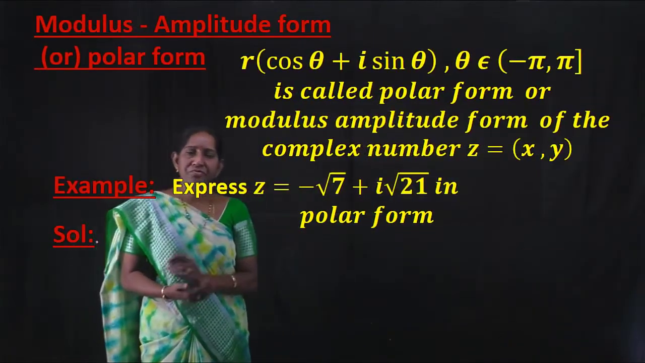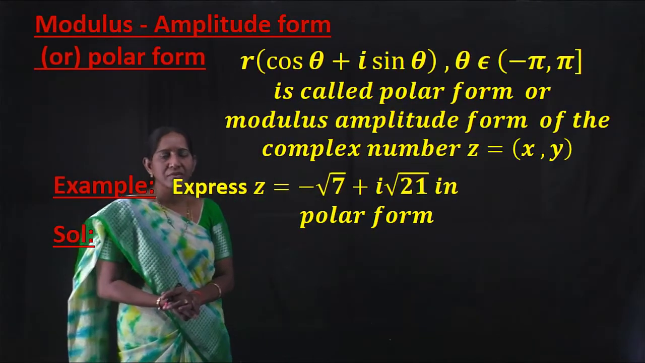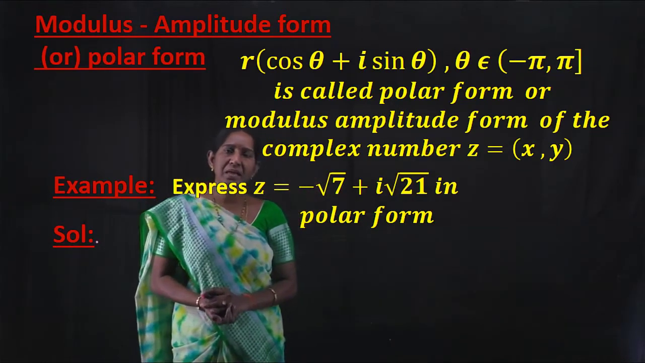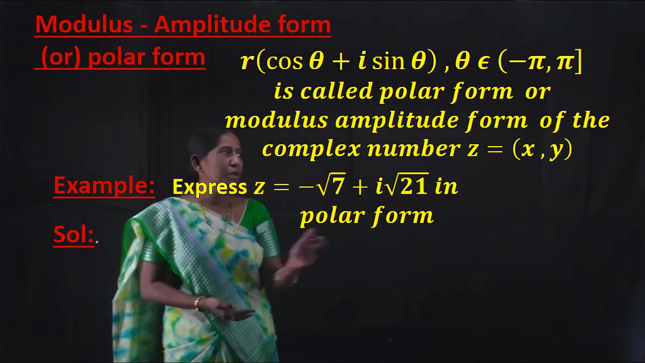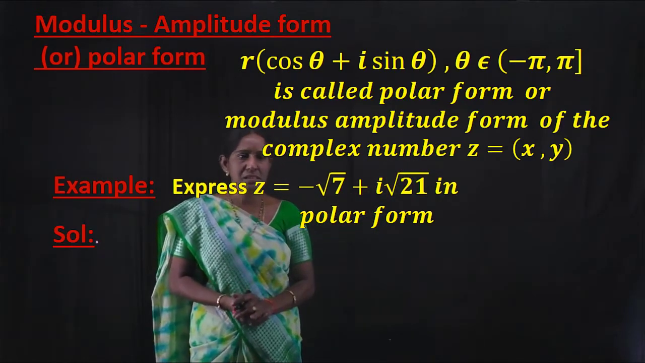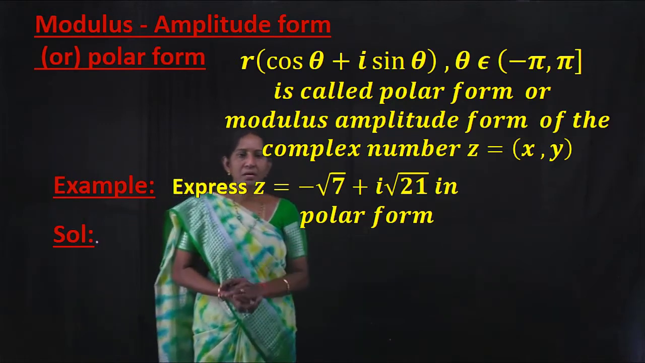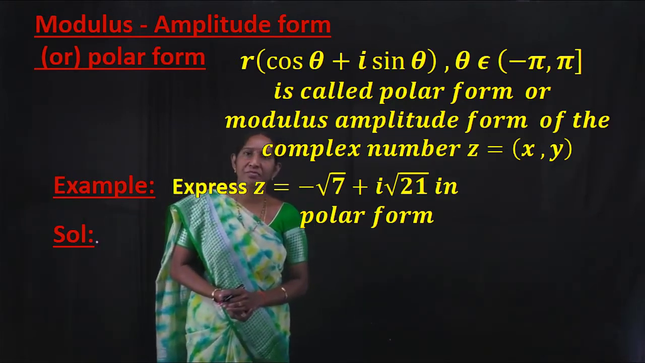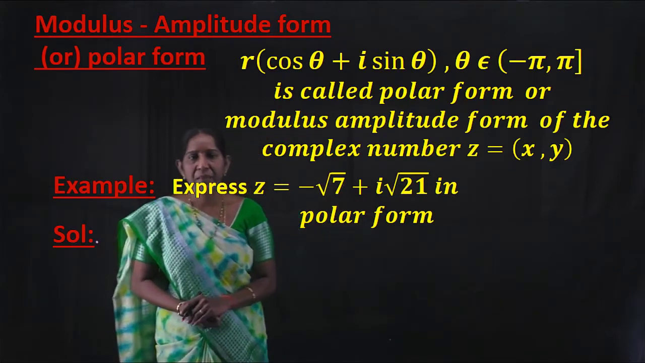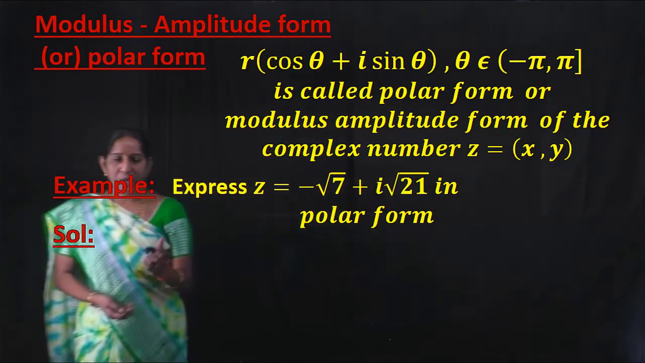Modulus amplitude form or polar form of a complex number. r into (cos theta plus i sin theta), where theta belongs to the interval (minus pi, pi], is called the polar form or modulus amplitude form of the complex number z equal to x plus iy. Then let us see the example.